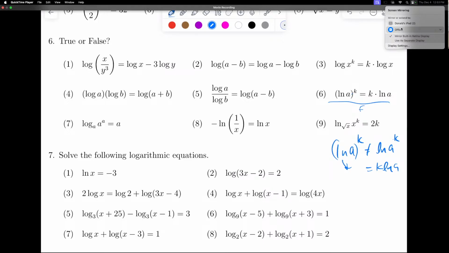6.7. Here, put it in the front, so it'll be a log of a to the a. This is just 1, so it is equal to a. This is true.